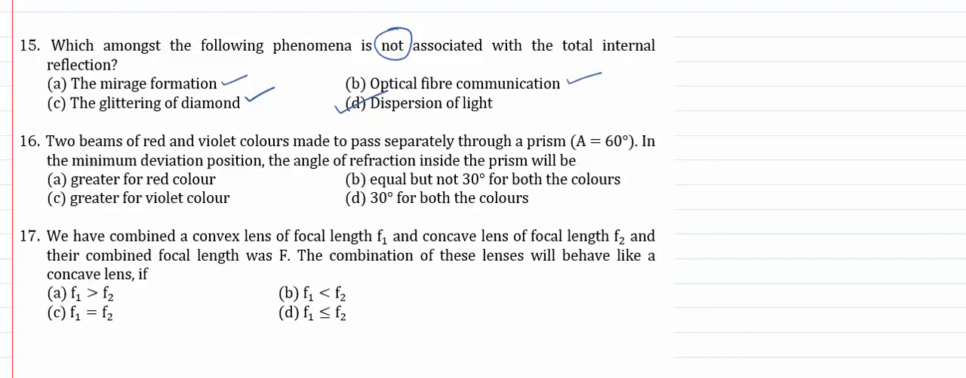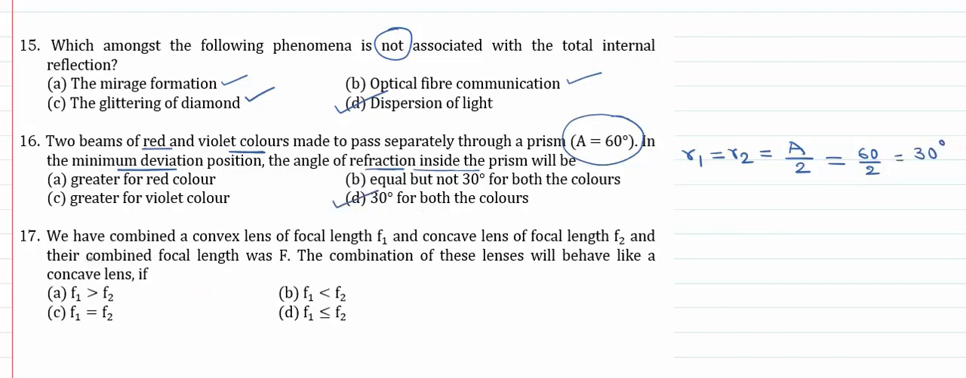16th. Two beams of red and violet colors are made to pass separately through a prism. In minimum deviation position, the angle of refraction inside the prism is asked. In minimum deviation position, R1 will be equal to R2 and that will be equal to A by 2. For both colors it is minimum deviation, so the angle is the same. That will be 60 by 2, that is 30 degrees. So it will be equal to 30 for both colors.